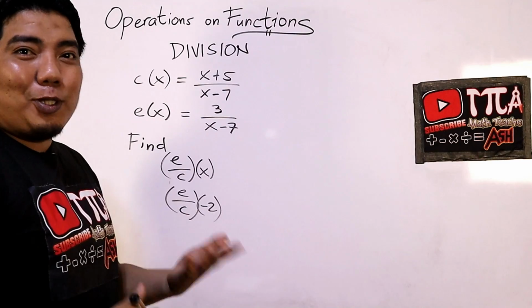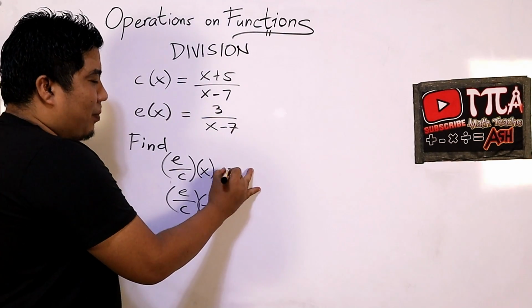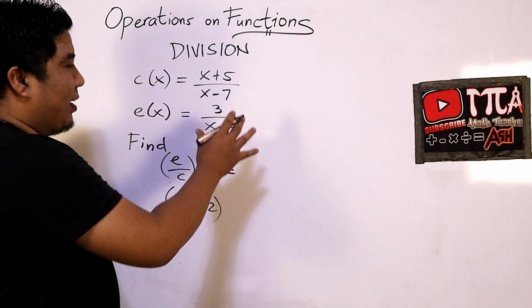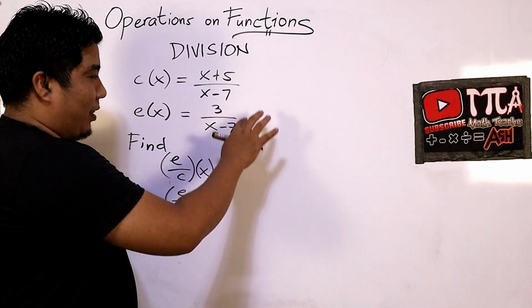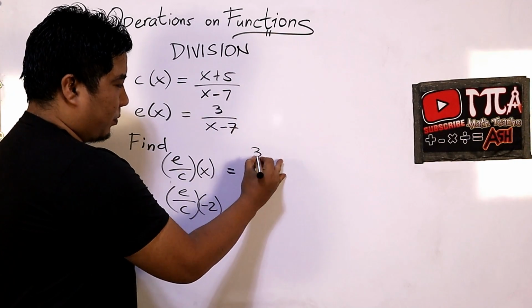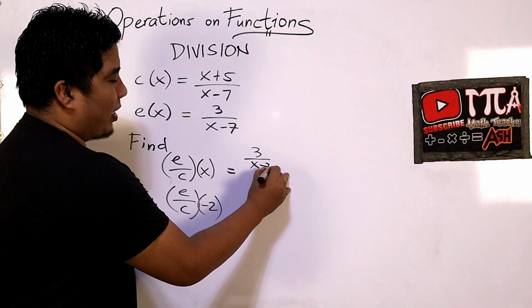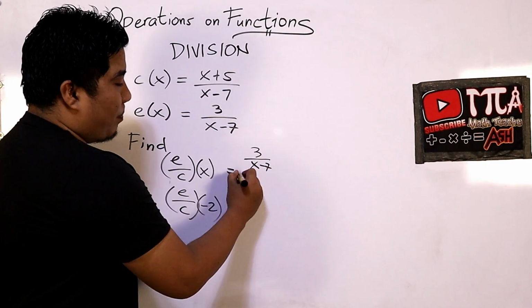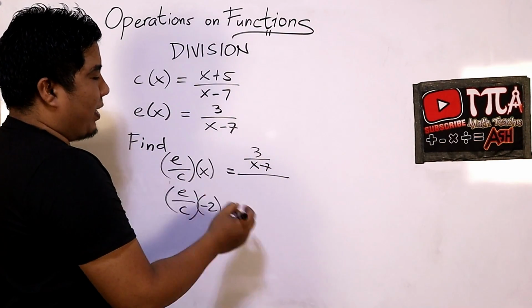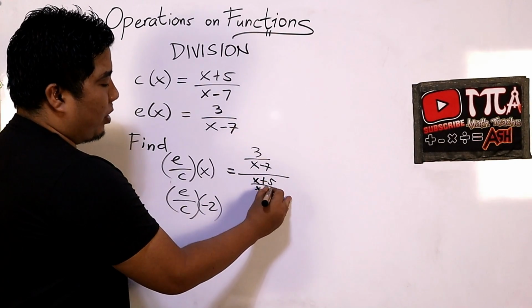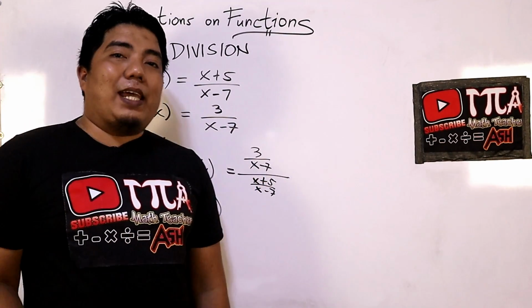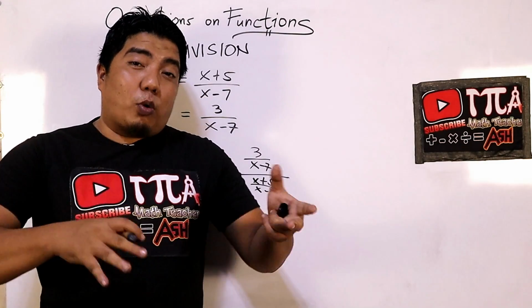Okay, so how do we do this? Now, basically, my dear math learners, since our e here is the numerator, we will write this first. So we have 3 over x minus 7, all right, divided by, because that is divide, by c, that is x plus 5 over x minus 7. Now, the question is, how do we divide a fraction by a fraction?